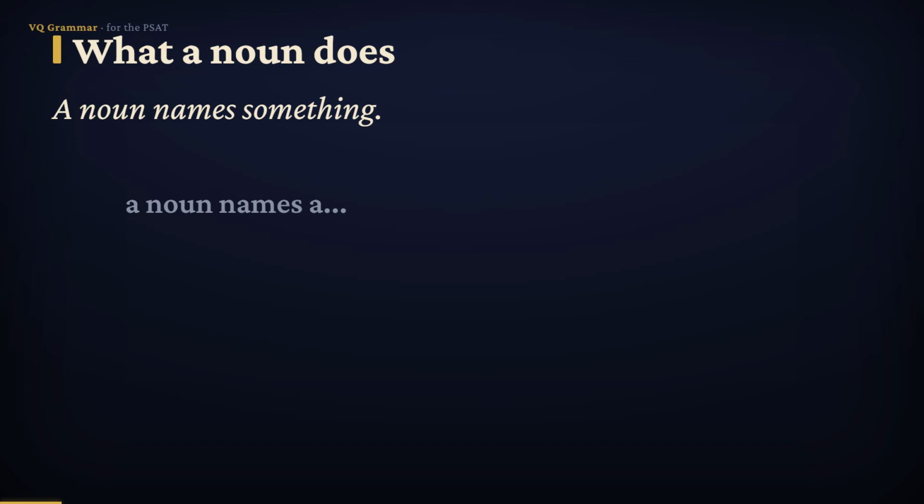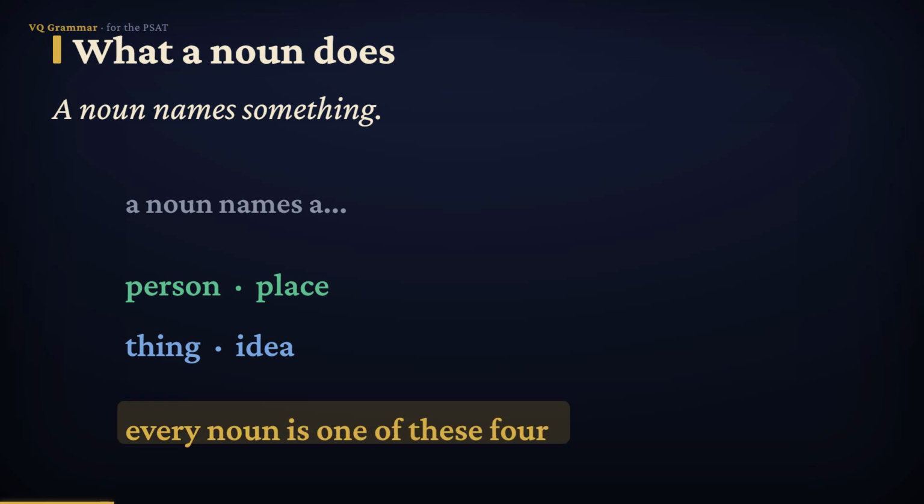A noun is a naming word. It names a person, a place, a thing, or an idea. A teacher, a person, a city, a place, a book, a thing, freedom, an idea. If a word names one of those four, it's a noun. Now, every noun comes in one of two flavors, and telling them apart is what this lesson is about.